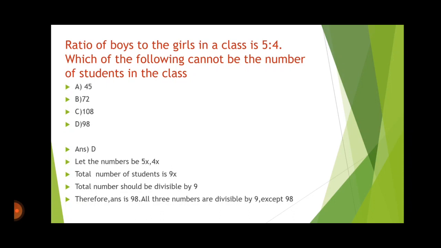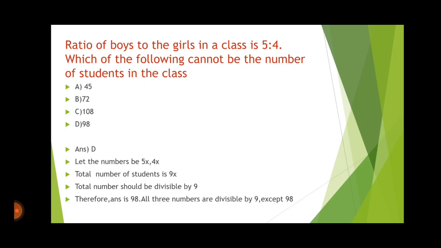Let's say number of students will be 5x and 4x and the total count then will become 9x, that is 5x plus 4x, which is the total number of students in that class, which is equal to 9x. That is, the count should be divisible by 9. The total number of students count should be divisible by 9.